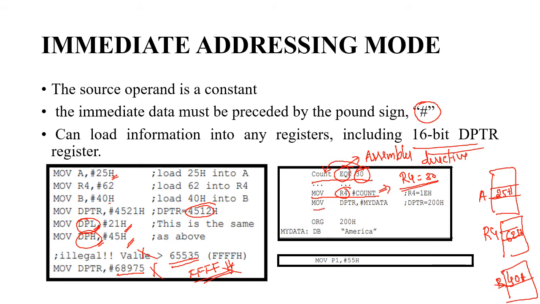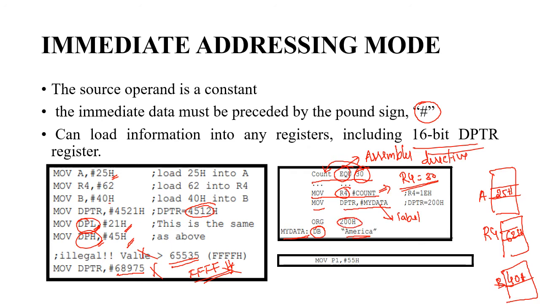Next, MOV DPTR, #mydata. Here, mydata is a label. The label represents some address, and at that address we have mydata defined as a byte, and America is the string. Now, MOV DPTR, #mydata: here the DPTR value is 200h.